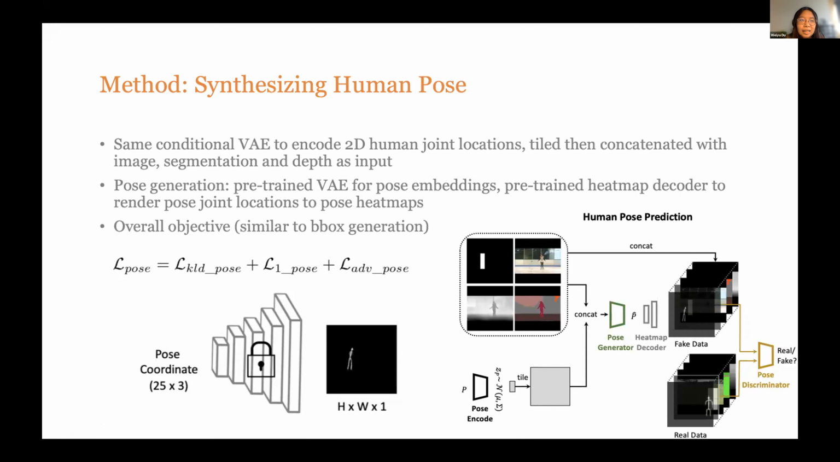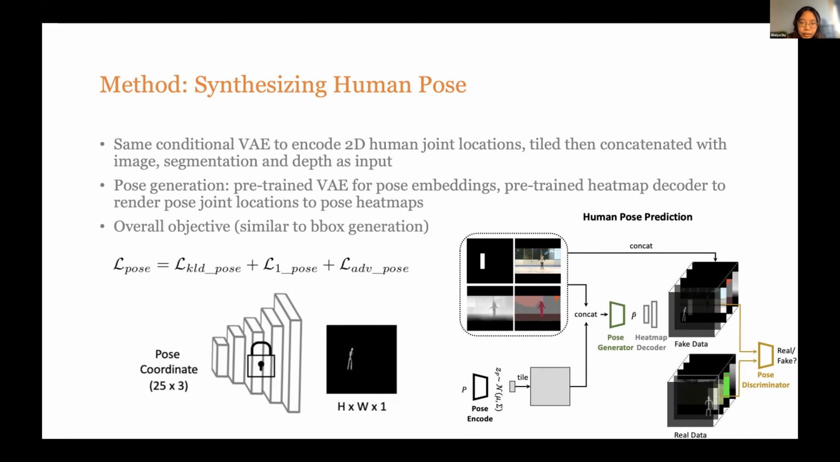The next stage is synthesizing the human pose given the location, basically the bounding box mask we have predicted in the previous stage. This stage, shown in the diagram here, is actually very similar to our previous stage. We also use a conditional VAE that embeds 2D human joint locations, and the decoder would take in essentially the same information as before, plus the bounding box mask we predicted.